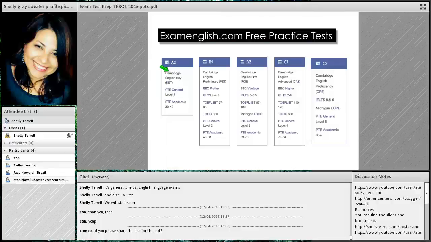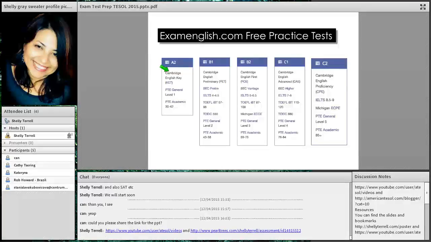ExamEnglish.com has free practice tests. Now, the thing about Exam English is that they have a lot of advertisements, but it is one of the sites that actually has different exams, especially when it comes to English language learners. So they have a lot of advertisements, but they are free exams that they'll give you links to.